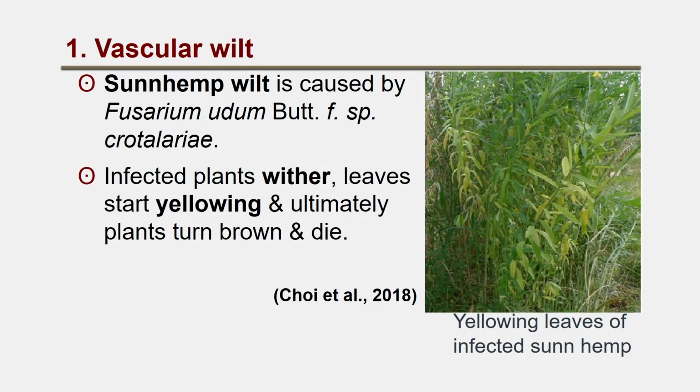So let us see vascular wilt. As the name suggests, the plant will start wilting. So sannhemp wilt is caused by Fusarium udum f. sp. crotalariae. Infected plants wither, leaves start yellowing and ultimately plants turn brown and die. So you can see on the right side the plants are showing yellow leaves, and these leaves are drooping. They are just hanging from the branch or from the stem, and then they can dry up. The whole plant many times can dry up if there is severe attack of the wilt.